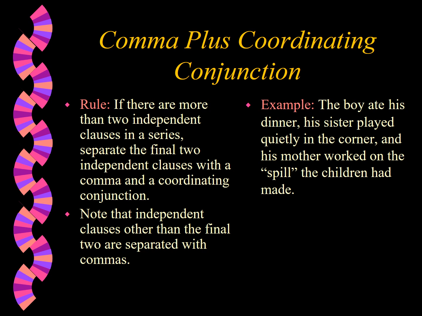If there are more than 2 independent clauses in a series, separate the final 2 independent clauses with a comma and coordinating conjunction. Note that independent clauses other than the final 2 are separated with commas. So, for example, the boy ate his dinner, comma, his sister played quietly in the corner, comma, and his mother worked on the spill the children had made.